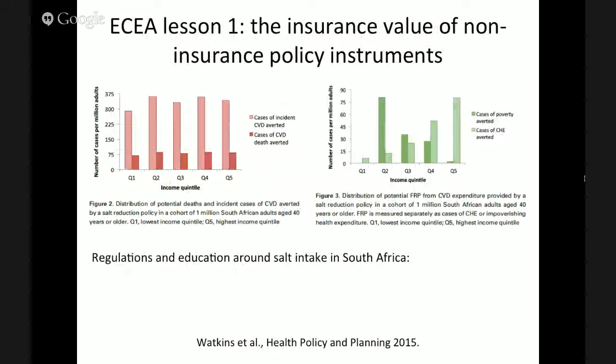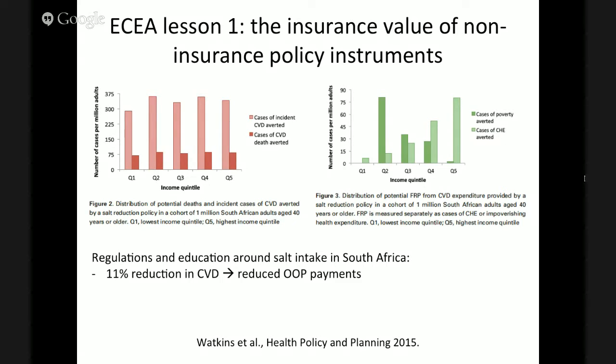So I'm going to share with you a few lessons we've learned from doing some of these ECEAs, and hopefully you'll see how they apply to NCDs and UHC. The first lesson is really looking at the insurance value of non-insurance mechanisms. So this was a study that I did looking at salt reduction in South Africa. So the South African government recently proposed a series of regulations, or implementing a series of regulations around salt reduction at the population level.